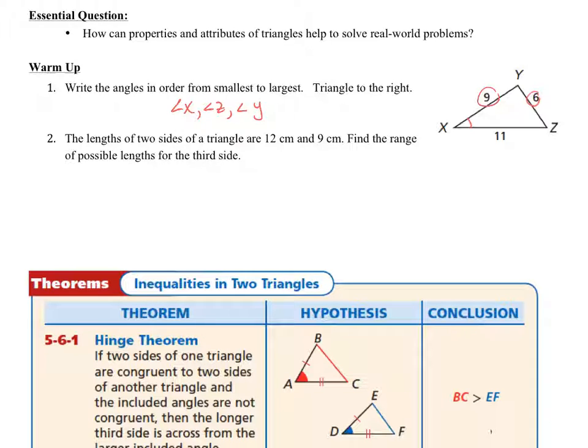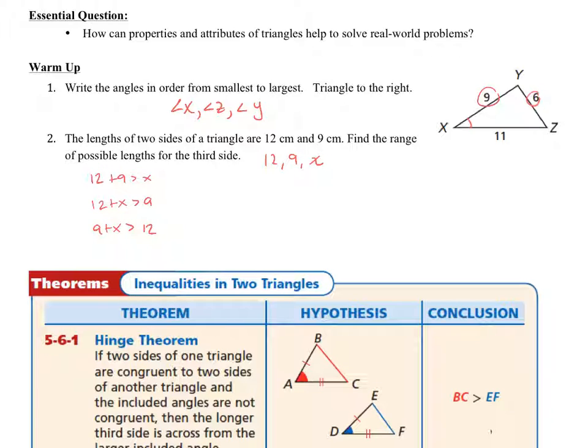The lengths of two sides of a triangle are 12 centimeters and 9 centimeters. Find the range of possible lengths for the third side. So remember, we list out 12, 9, and X, and then we write our inequality. So 12 plus 9 has to be greater than X. 12 plus X has to be greater than 9, and 9 plus X has to be greater than 12.